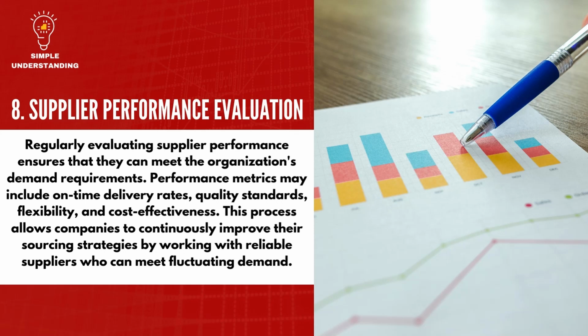8. Supplier performance evaluation. Explanation. Regularly evaluating supplier performance ensures that they can meet the organization's demand requirements. Performance metrics may include on-time delivery rates, quality standards, flexibility, and cost-effectiveness. This process allows companies to continuously improve their sourcing strategies by working with reliable suppliers who can meet fluctuating demand.